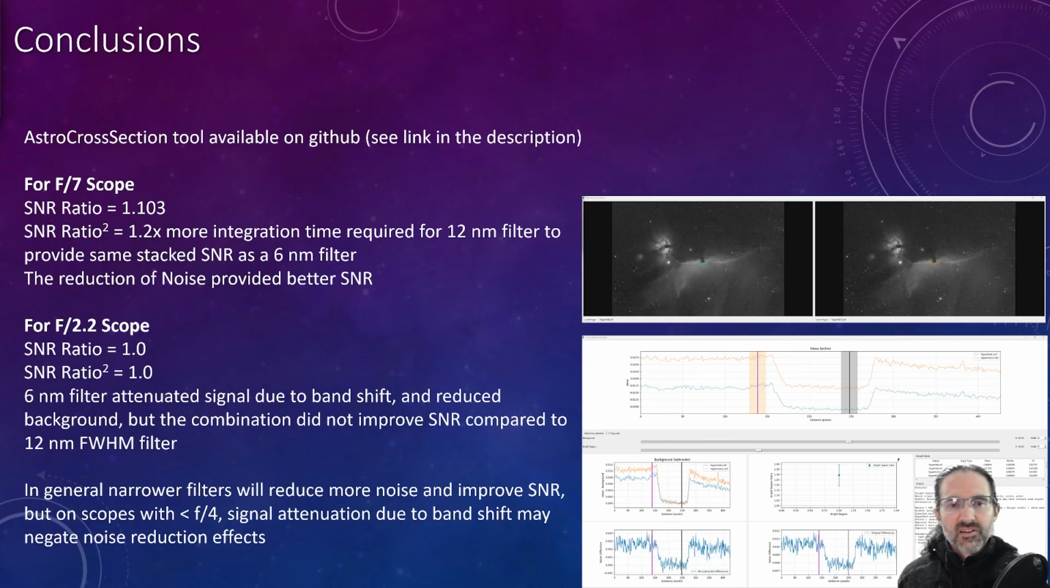Thanks for sticking around. So what can we say at the end? Well, the Astro cross-section tool is now available for download on GitHub. See the link in the description so you can get a copy for yourself.